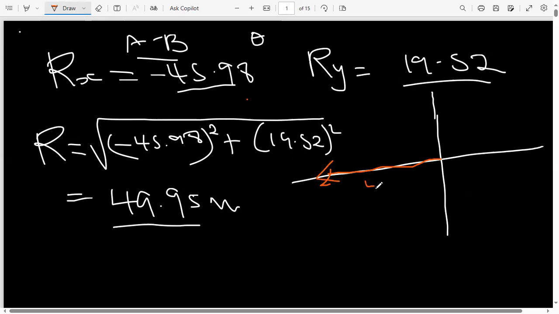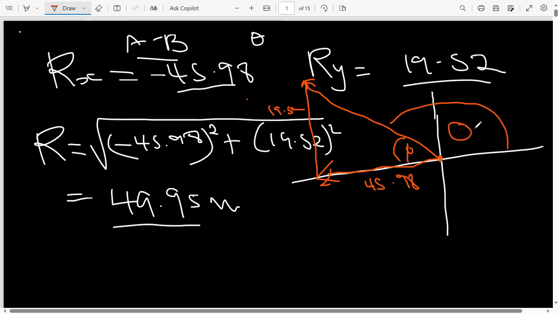So we just write 45.98 here. And then from the head of this Rx, we go 19.52 up, like that. So this would be 19.52. And then we join the starting point to the end point there. So we see that we are going to find this angle here, but our interested angle will be this angle. This will be our theta like that.